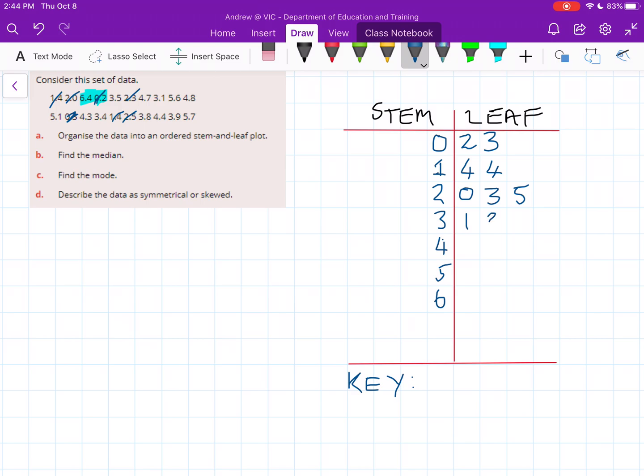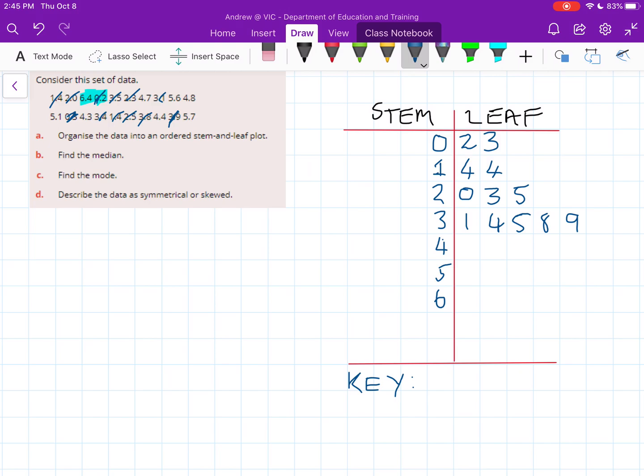We've got 3.1, 3.4, 3.5, 3.8, and 3.9. It is really important to make sure that your data lines up. You can see here I'm using each square as a different value. It is really important to make sure that you do this, okay? Or else you can't make judgments from your data. So make sure it does all line up.